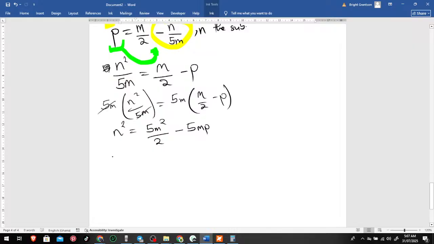So just cancel these roots. Then the value of n becomes the square root of everything, 5m squared over p, 2 minus 5mp. That's the answer.